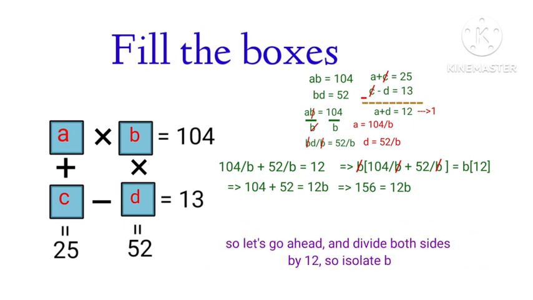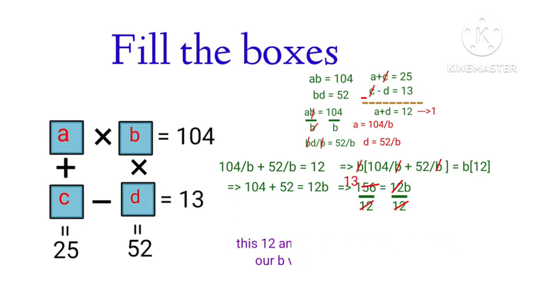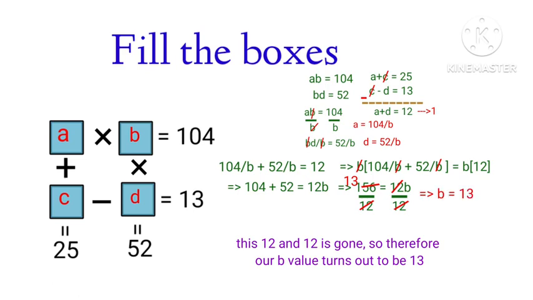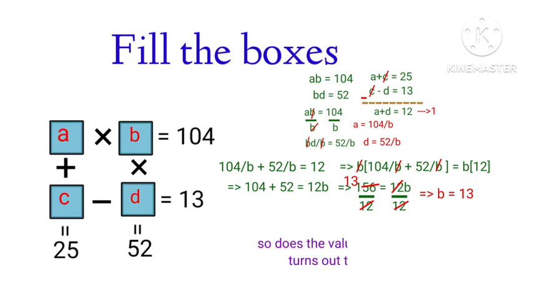So let's go ahead and divide both sides by 12 to isolate b. This 12 and 12 is gone, so therefore our b value turns out to be 13. So the value of our box b turns out to be 13.